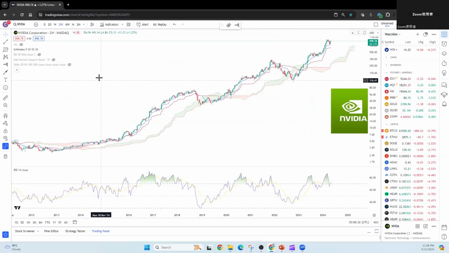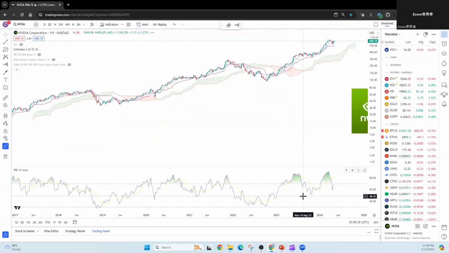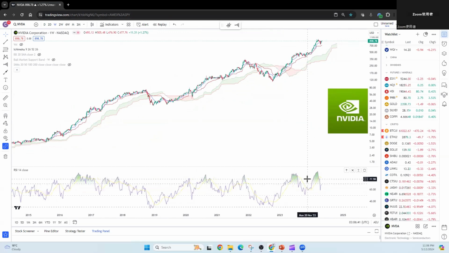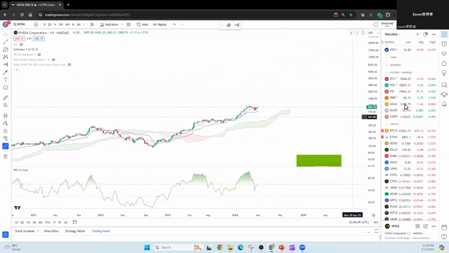It's not really exhausted. If you look at the weekly, it's still making higher highs and higher lows. So there's not really any exhaustion. Absolutely stunning. Yeah, and matter of fact, if you look at the weekly, I just wanted to show you this.